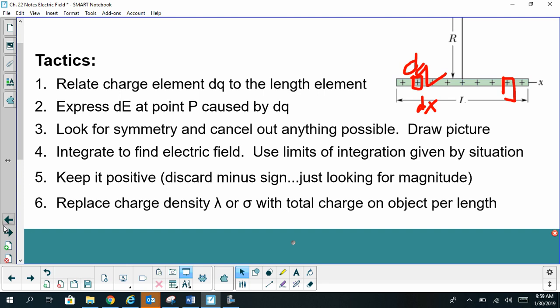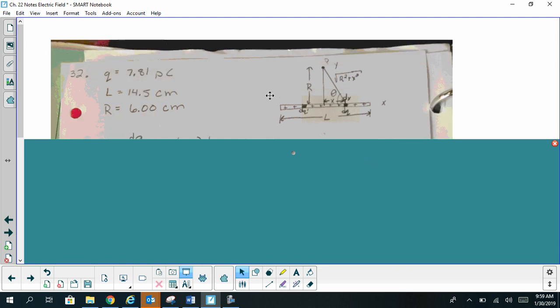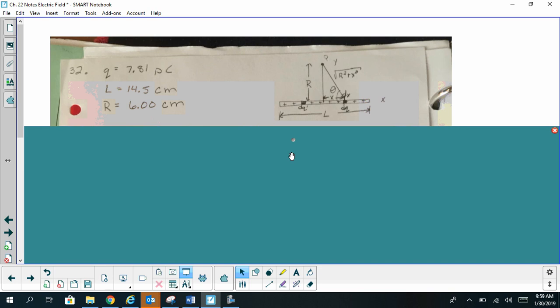So the very first thing that you're going to do is your first step. So here I've just kind of got my picture here. You're going to have to kind of suffer through my handwriting, and I'm going to be sorry about that. So let's do step 1.